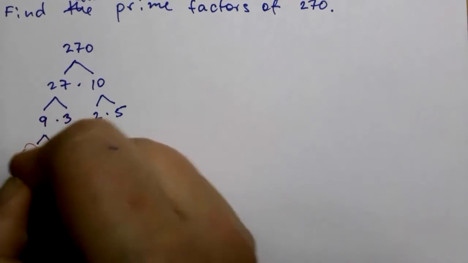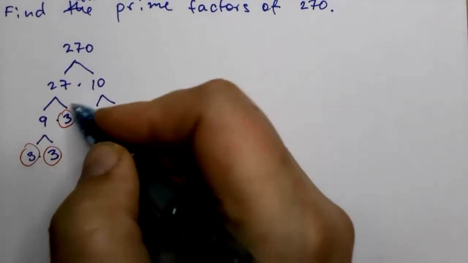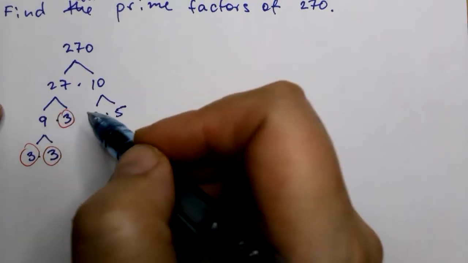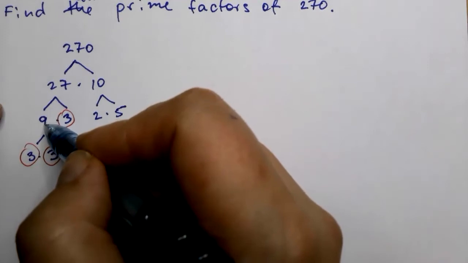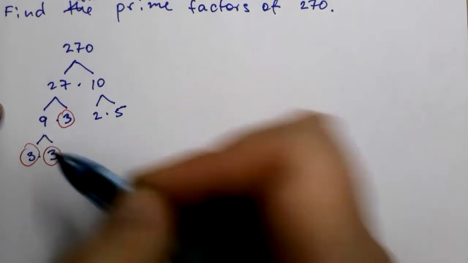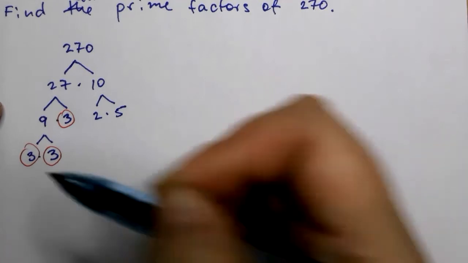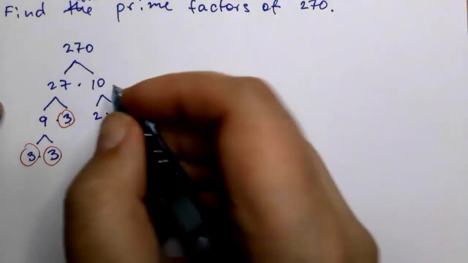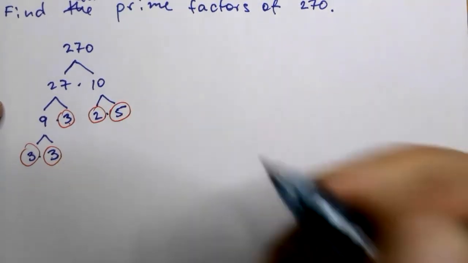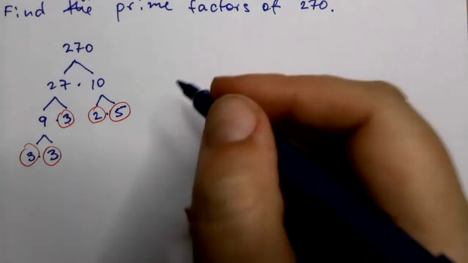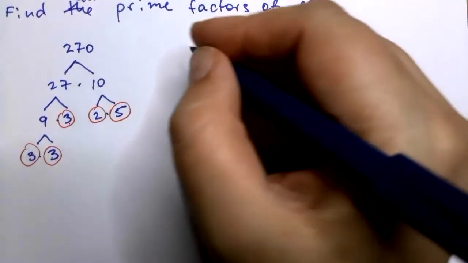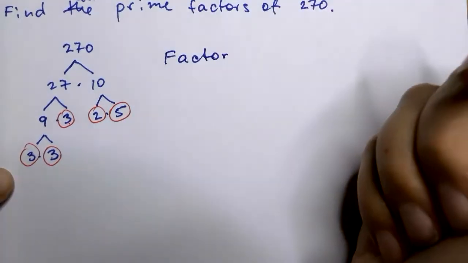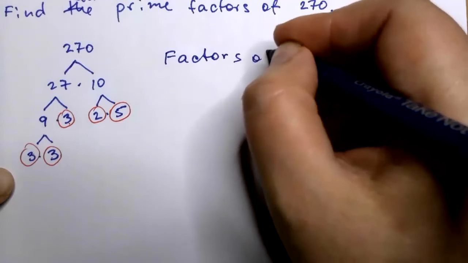If you circle every number on the bottom that doesn't have any lines coming out of it anymore, like 9, for example, is not a prime factor because it is also split into 3 times 3, but the 3s are the tips of the branches. So they are your final prime factors. Prime means they cannot be split anymore.